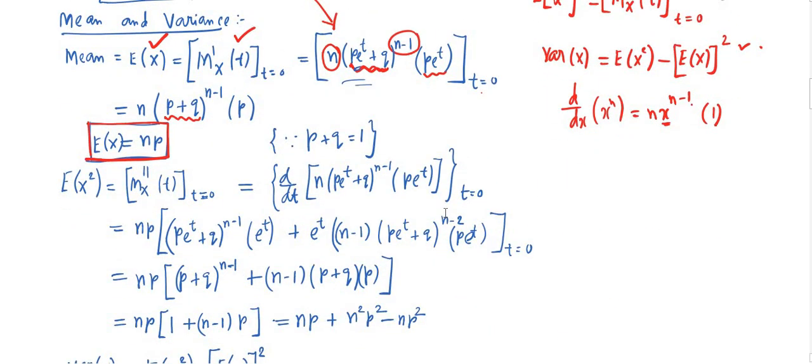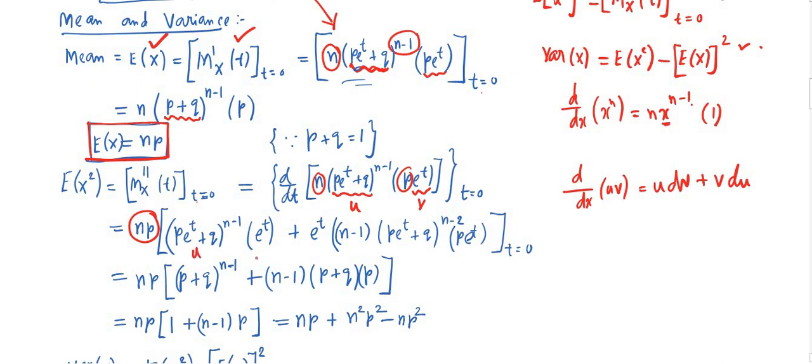Next, we are going to determine its second moment, that is E of x square, which means Mx double dash of t at t equal to 0. The same moment generating function I'm going to differentiate twice. We can simplify it using the product rule. You consider this value as u and this value as v. We can take p and n as constants and take them common here. So we know the formula, d by dx of uv is equal to u dv plus v du. I am using the product rule here.